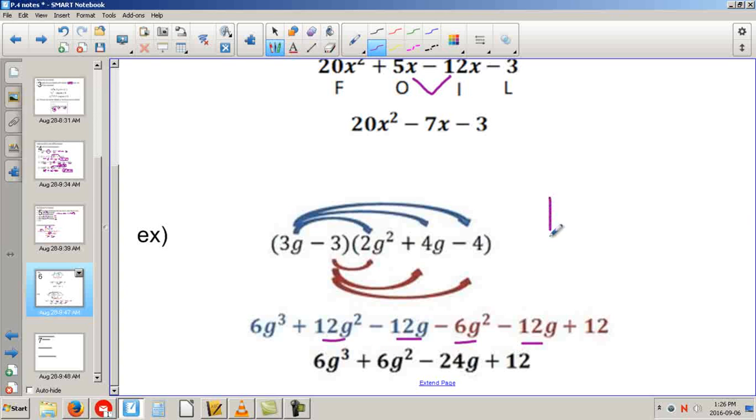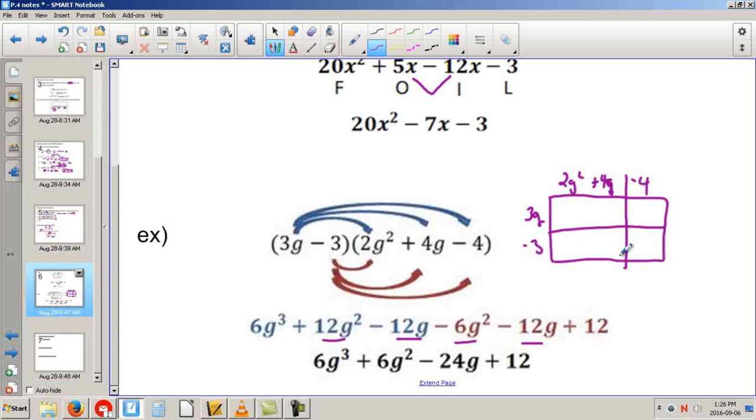Another option for doing these is to build an array. Okay, for instance, if I did 3g and minus 3 here, and I did 2g squared plus 4g minus 4, don't mind my sloppy writing, 3g times 2g squared would be 6g cubed, and we can see that first term right there. This gives you that sort of box idea that, hey, area box is length times width. We just multiply length times width, and that can work out really nicely.